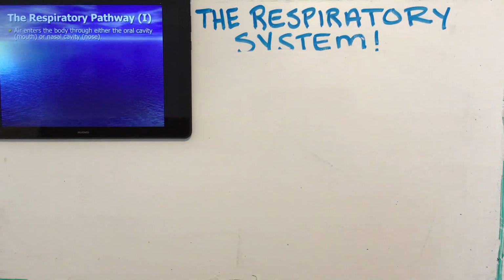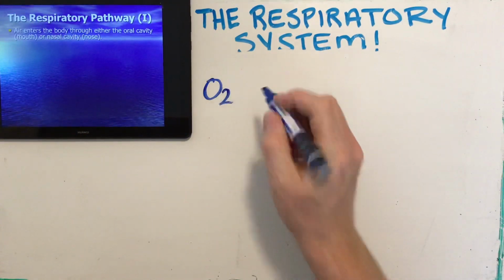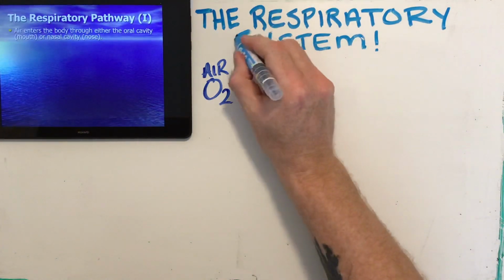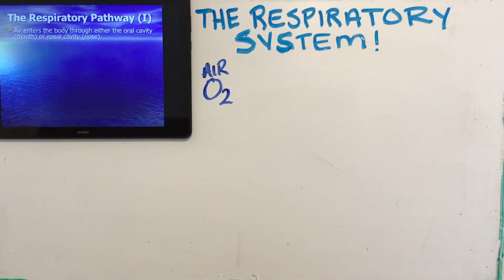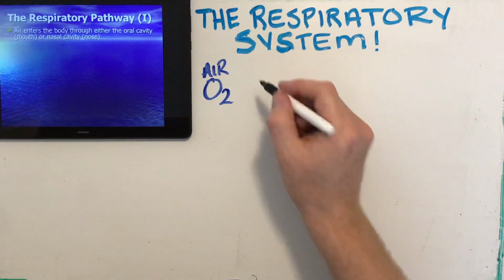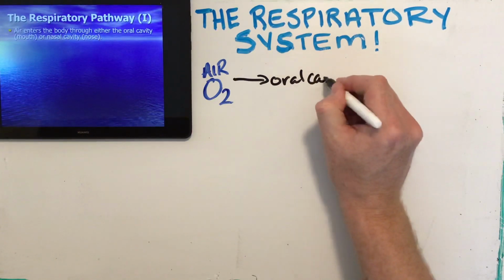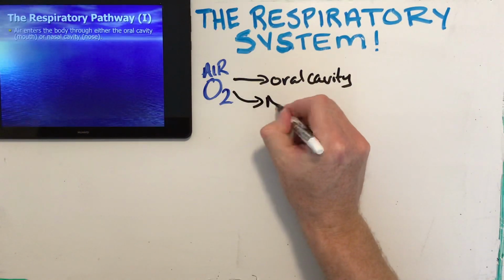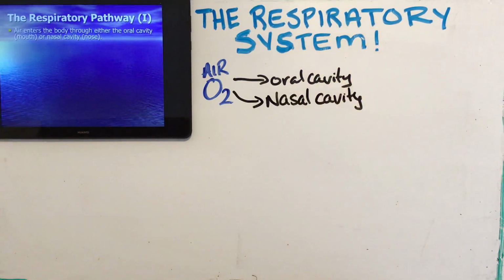So we have oxygen, and it's in the air around us. And what we're going to do is we're going to trace the path of oxygen until it makes its way into a red blood cell. Red blood cells are oxygen carriers. All right? So air can get into our body one of two ways. It can come in through the oral cavity, which we know is a fancy way of saying mouth, or can go through the nasal cavity. And this is your nose, right?